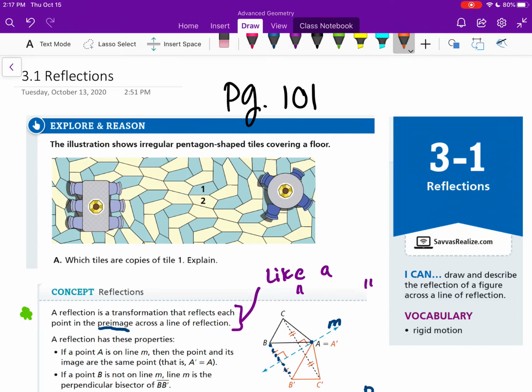All right, you guys, topic 3 is all about transformations, and 3-1 is specifically about reflections. So on page 101, we're going to take a couple of notes before we get started with what a reflection is.